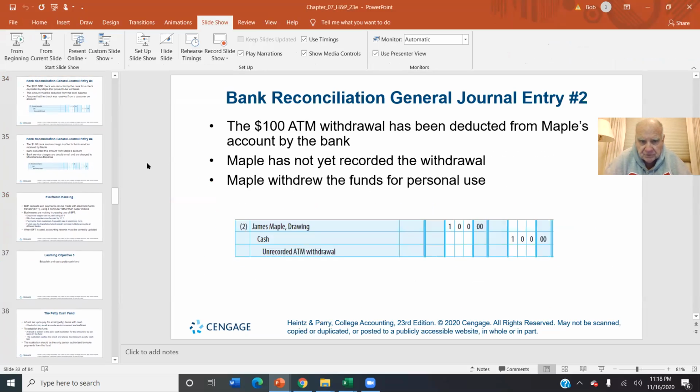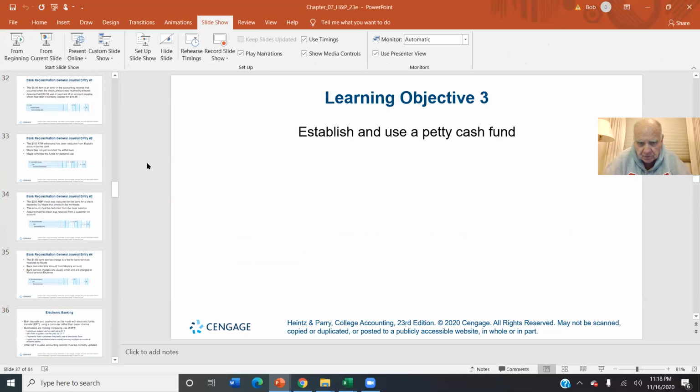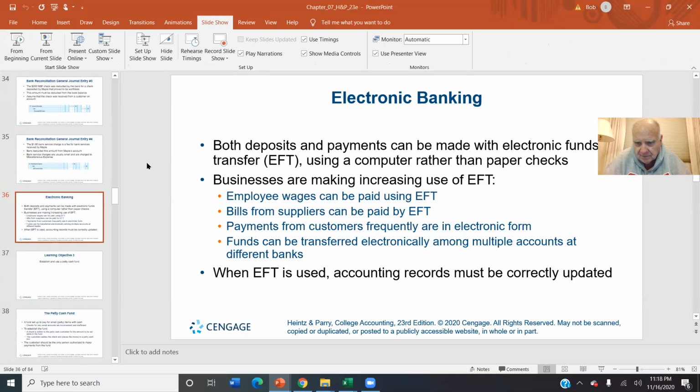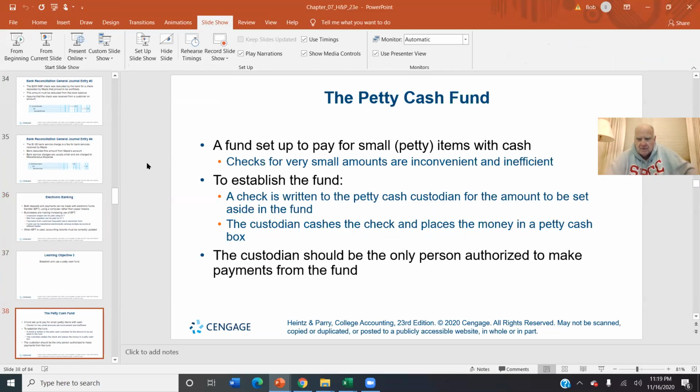Okay, we finished up with the bank reconciliation here. Then I went to the other book to get a little clearer look at it. Electronic banking, electronic funds transfer. That's what your direct deposits are all about, right? Petty cash fund, petty cash. A lot of little tiny expenses come up during a working day.